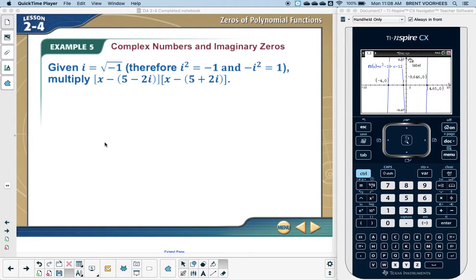Example 5, complex numbers and imaginary zeros. Given i equals the square root of negative 1, and therefore i squared is negative 1 and negative i squared would be positive 1, multiply this out.